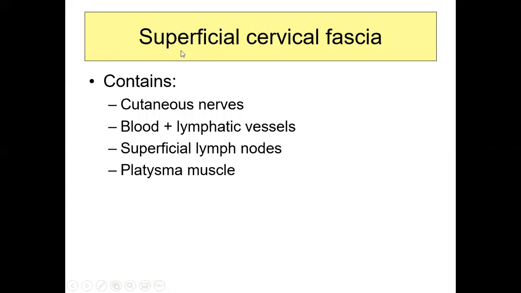For the superficial cervical fascia, what are the components? What are the structures present in the superficial cervical fascia? These are the contents: we have the cutaneous nerves, we have the blood and lymphatic vessels, we have the superficial lymph nodes, and also the platysma muscle. So these are the contents of the superficial cervical fascia.